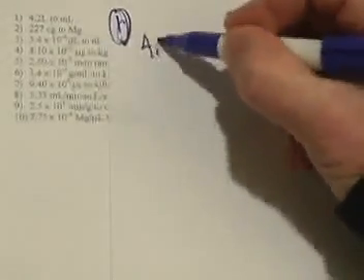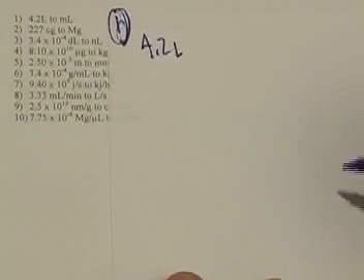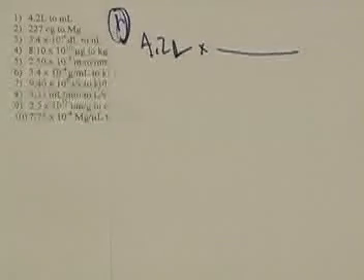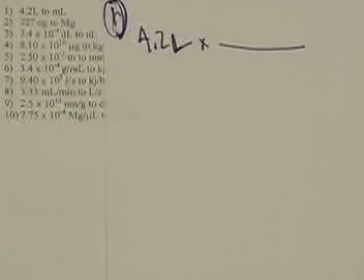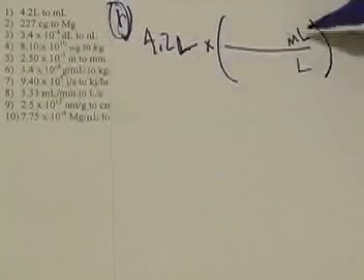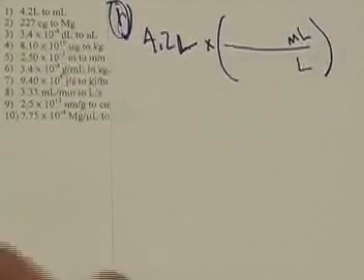So number 1 says 4.2 liters, and we want to go to milliliters. First step, remember, write the value that you have and the units that you have, put a multiply sign, put a line. Now put the units that you have in a position where they're going to cancel. So put liters down here. Put milliliters as your new set of units, and then find what's called the conversion factor, or the relationship between milliliters and liters.